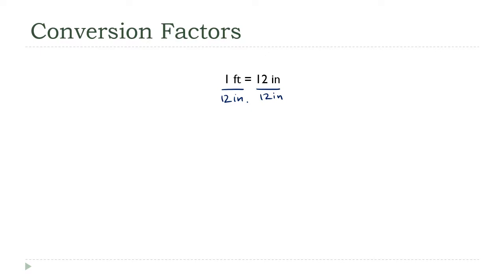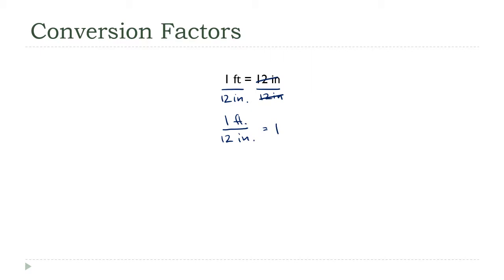Now, this is the magic part, right? Look at what happens on the right-hand side. These 12 inches, they both cancel. And I'm left with 1 foot divided by 12 inches equals 1. And that is really the magic part. The ratio of the two known lengths is equal to 1. And it's a basic math principle that multiplying by something that's equal to 1 doesn't change whatever you multiply it by.